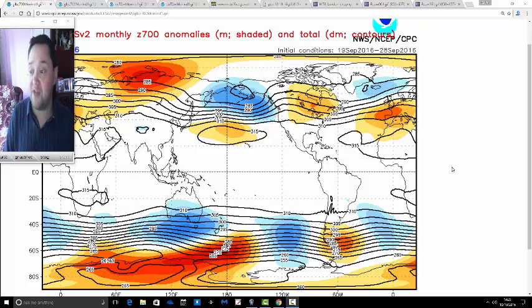Also, starting off with the CFS V2, there's been some big changes for October compared to what the model was predicting just 3 weeks ago, so I'll show you that as well in a moment.